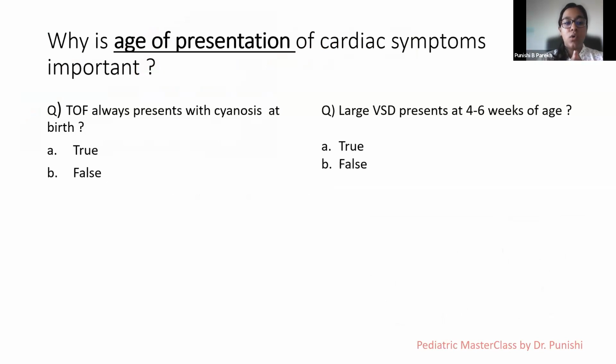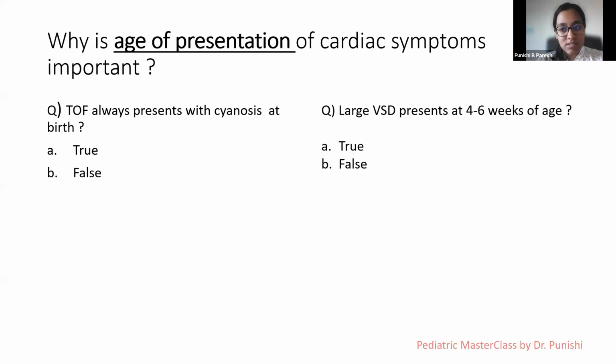So what is the answer to the first question? Does TOF always present with cyanosis at birth? I'm going to be giving you the answer this time. The answer is no. The second question is, a large VSD presents at 4 to 6 weeks of age. Is the answer true or false? It's true.